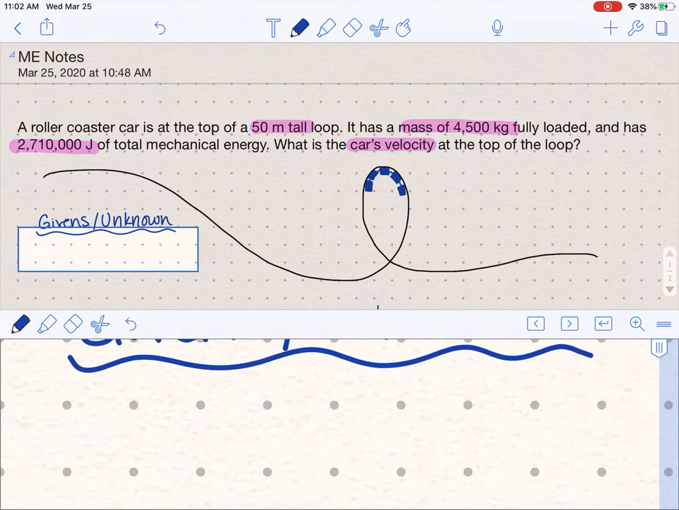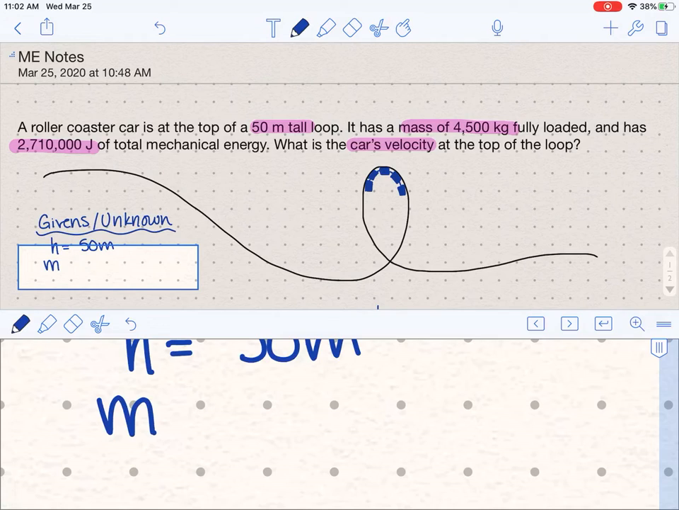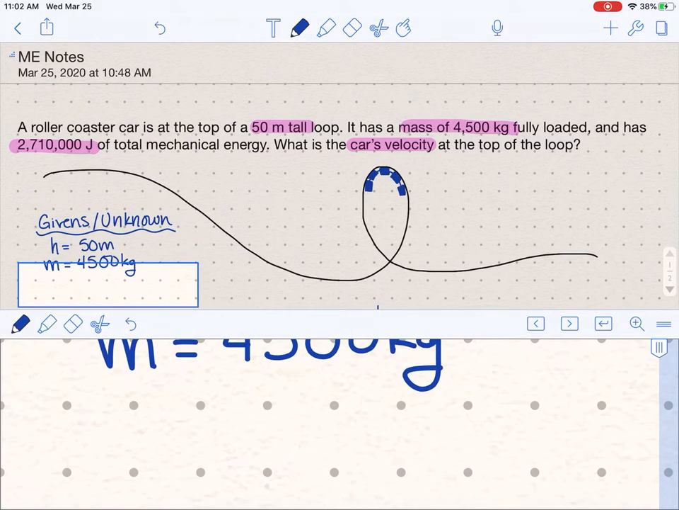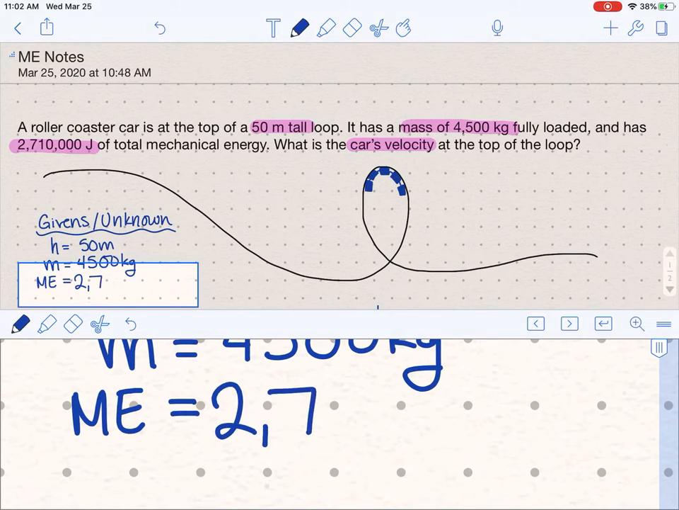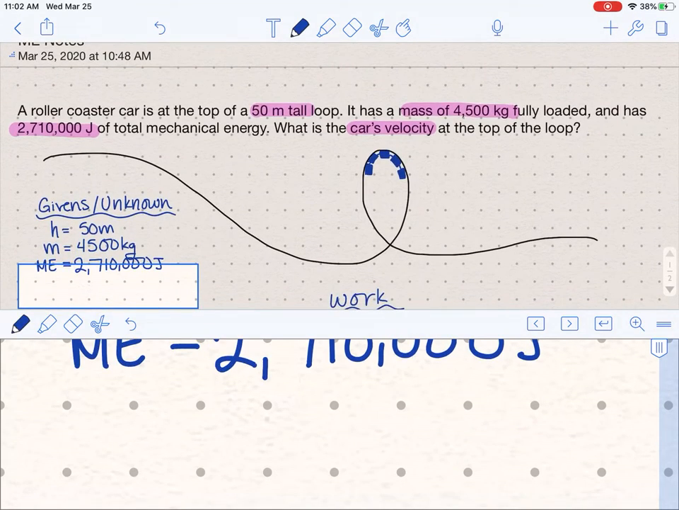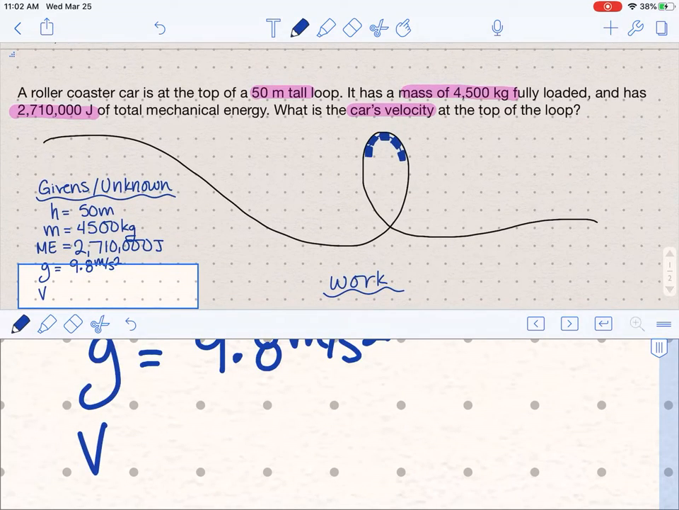All right, so the first thing we're going to do is identify our givens and our unknown. So we know the height of our loop is 50 meters tall. We're going to need that to calculate the potential energy. We know that the mass of our fully loaded roller coaster car is 4,500 kilograms. And we know that our total mechanical energy, ME or TE, is 2,710,000 joules. We also know that the acceleration due to gravity is always 9.8 meters per second squared. And we are looking for velocity. That's what we want to know.